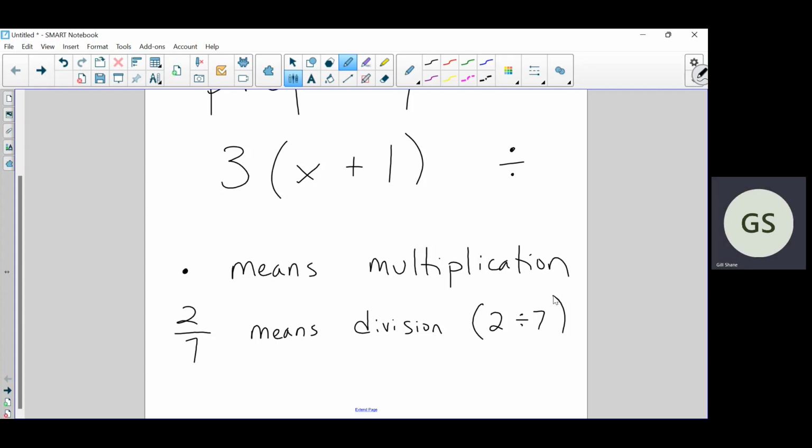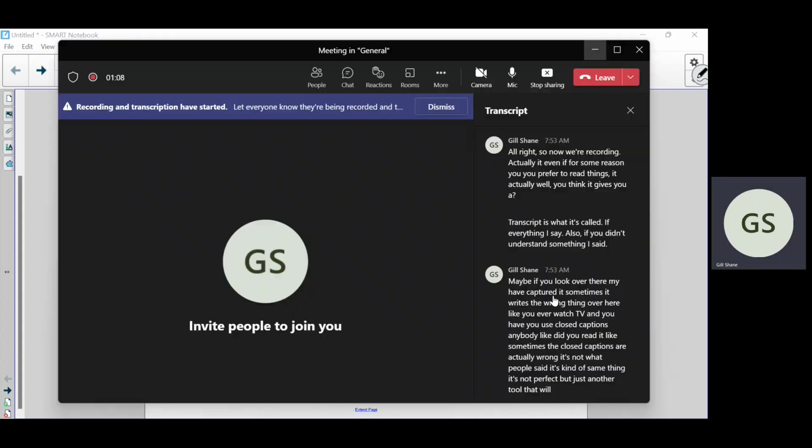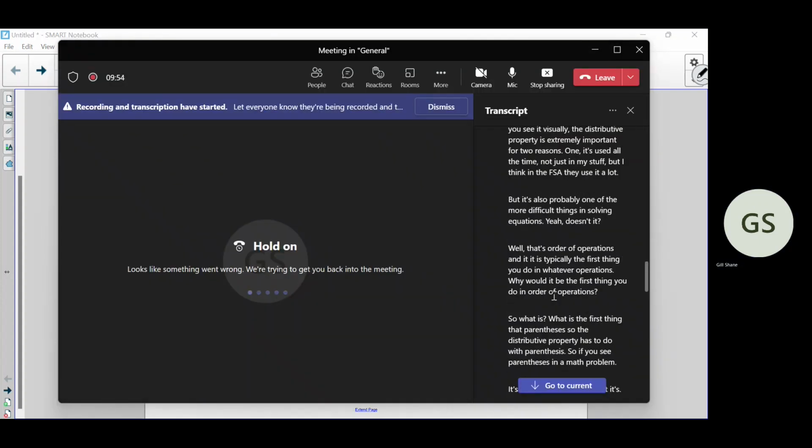So you won't see an X anymore for multiplication. I'll never use that. Unless I miss it, I won't even have worksheets that say X is representing multiplication, because X is going to be a variable all the time. So if I use it for both, how are you going to know when it's multiplication and when it's a variable? So you won't see that.